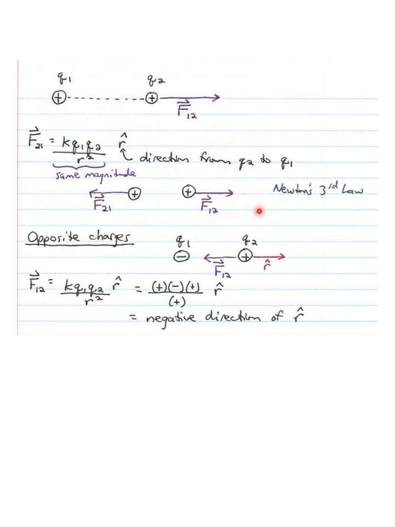And here we can also see from Newton's third law that that's true. The force from 1 on 2 goes to the right, the force from 2 on 1 goes to the left.